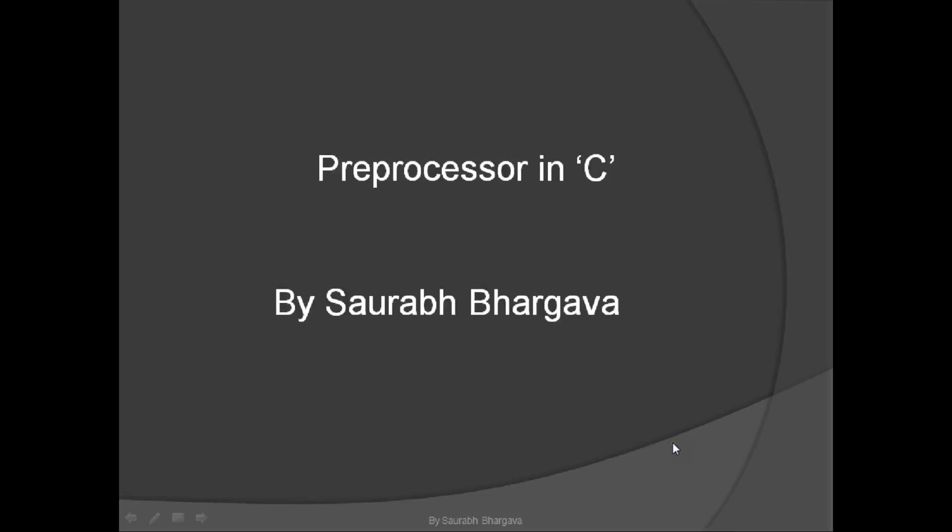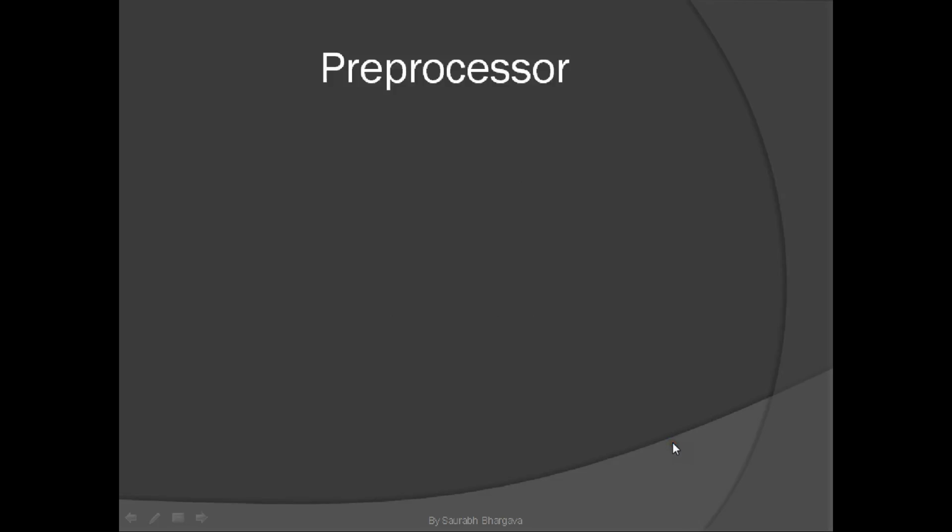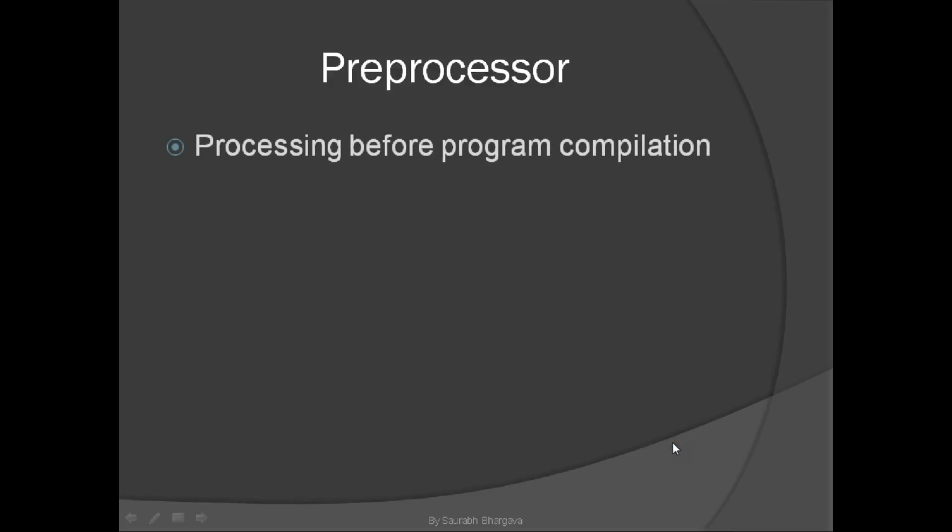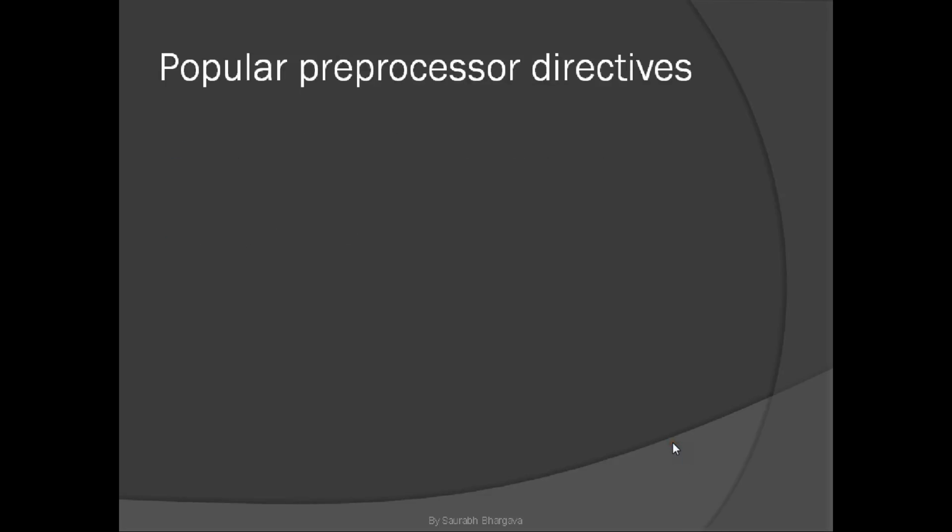Preprocessor directive. The preprocessor processes the program before compilation. It is represented by hash. Popular preprocessor directives are #include and #define.